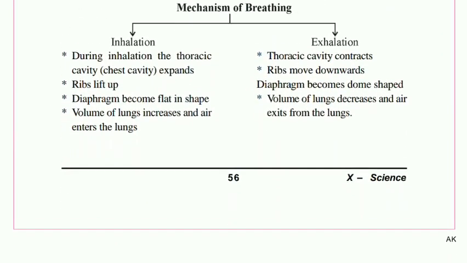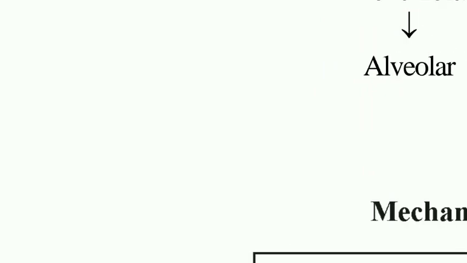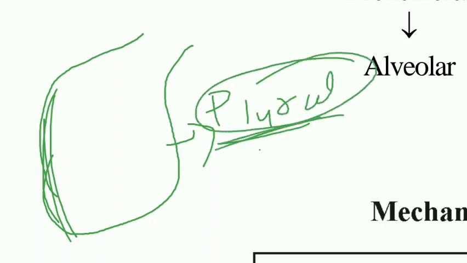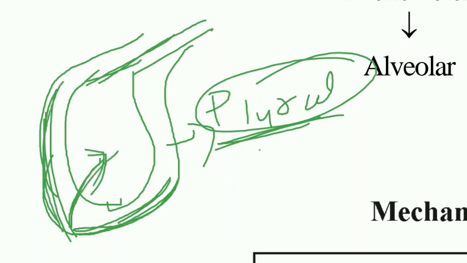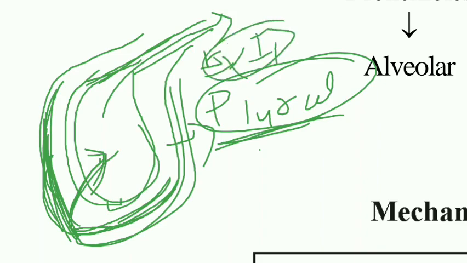Now the mechanism of breathing. Before this, let me tell you that our lungs are present in a cavity, and this cavity is called the pleural cavity. Pleura means lungs. Inside this cavity the lungs are present, and when there is a change in the volume of the pleural cavity, there is a change in the volume of the lungs, and this leads to expiration and inspiration, that is exhale and inhale.